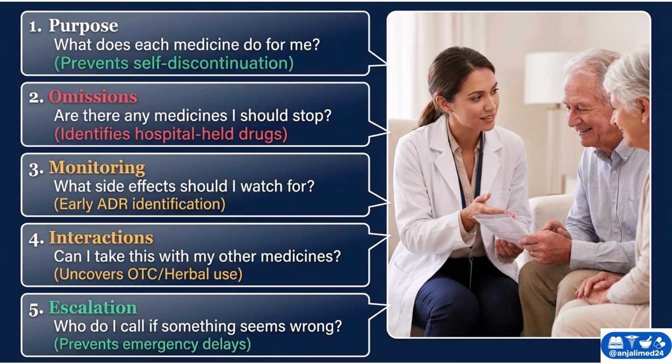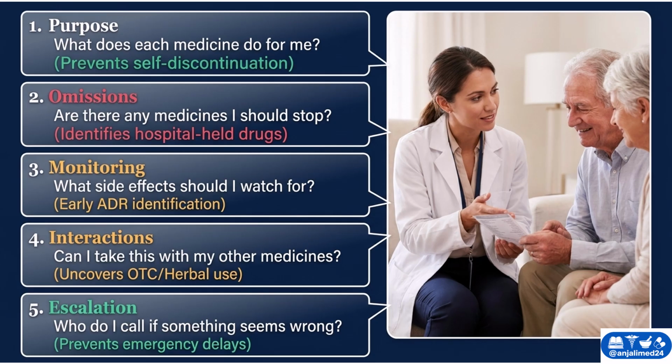Third, monitoring. Patients should understand what side effects they should watch for. Early recognition of adverse drug reactions can prevent emergencies. For example, patients on anticoagulants should recognize warning signs such as black stools, unusual bruising, or bleeding. Patients taking diuretics should know symptoms of dehydration or electrolyte imbalance. Clear counseling transforms patients into safety partners.